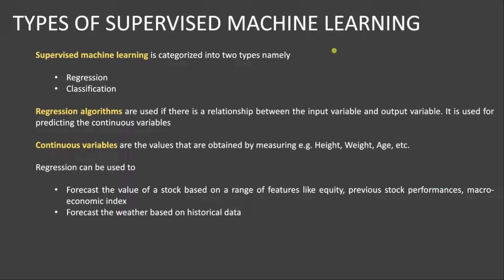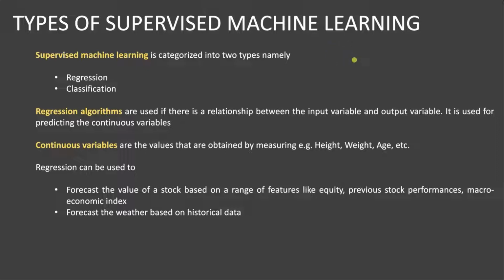Supervised machine learning is categorized into two types, namely regression and classification. Regression algorithms are used if there is a relationship between the input variable and the output variable. It is used for predicting continuous variables. Now here comes the question, what are continuous variables? Continuous variables are values that are obtained by measuring. For example, the height of people in a class, or the weight of people of a particular age group, etc.